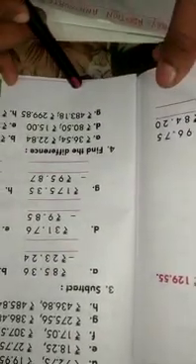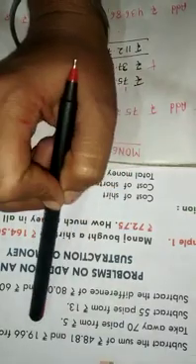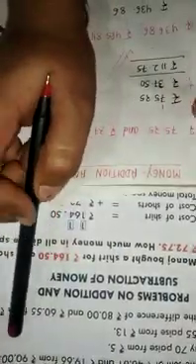So in this way you will do exercise 12.2 from number 1 to 4. All this you are going to do in your copy. Now number 5, I am telling you how to do it. In number 5 it is said subtract the sum of rupees 48.81 and rupees 19.66 from rupees 90. You have to subtract the sum of these two amounts from this one.